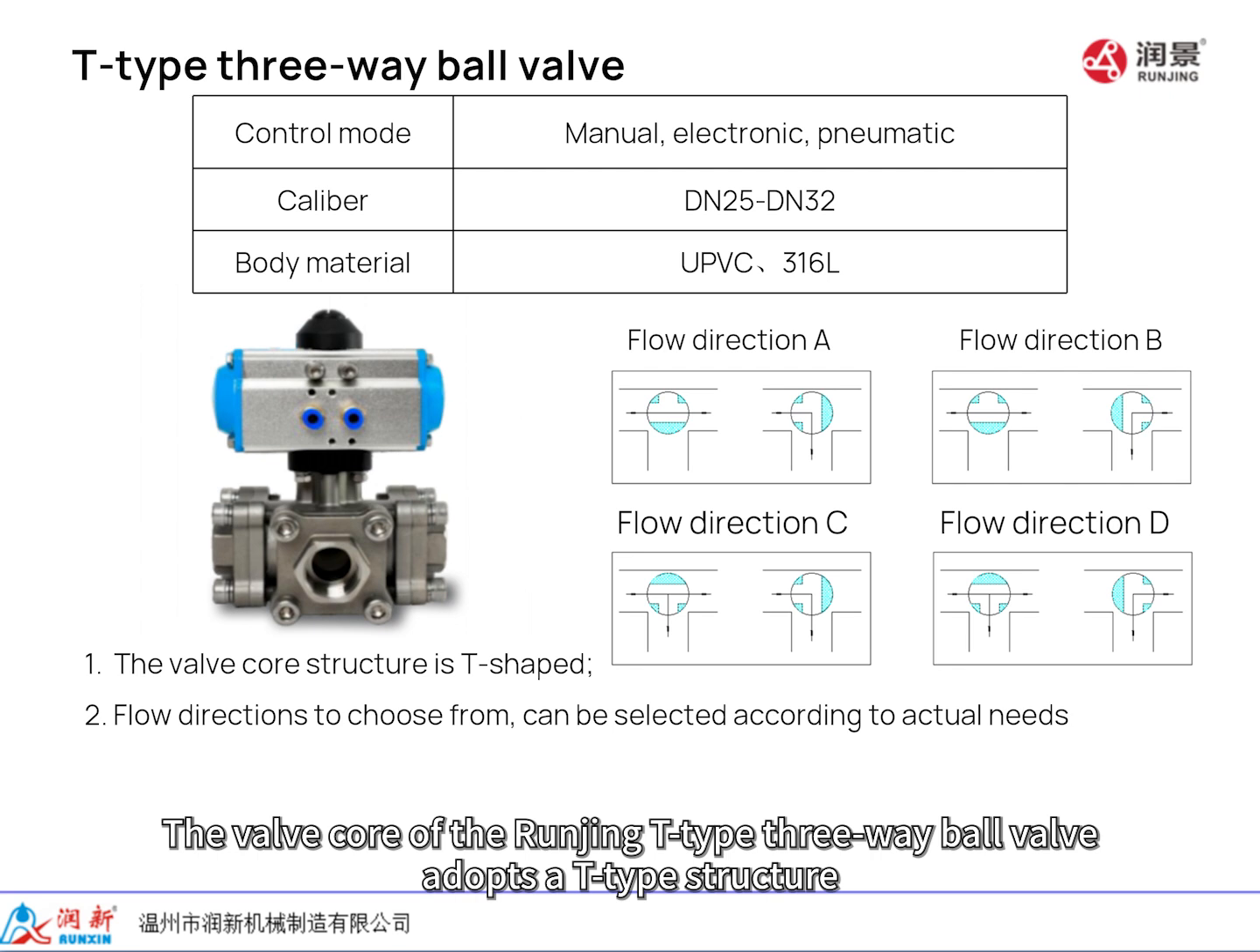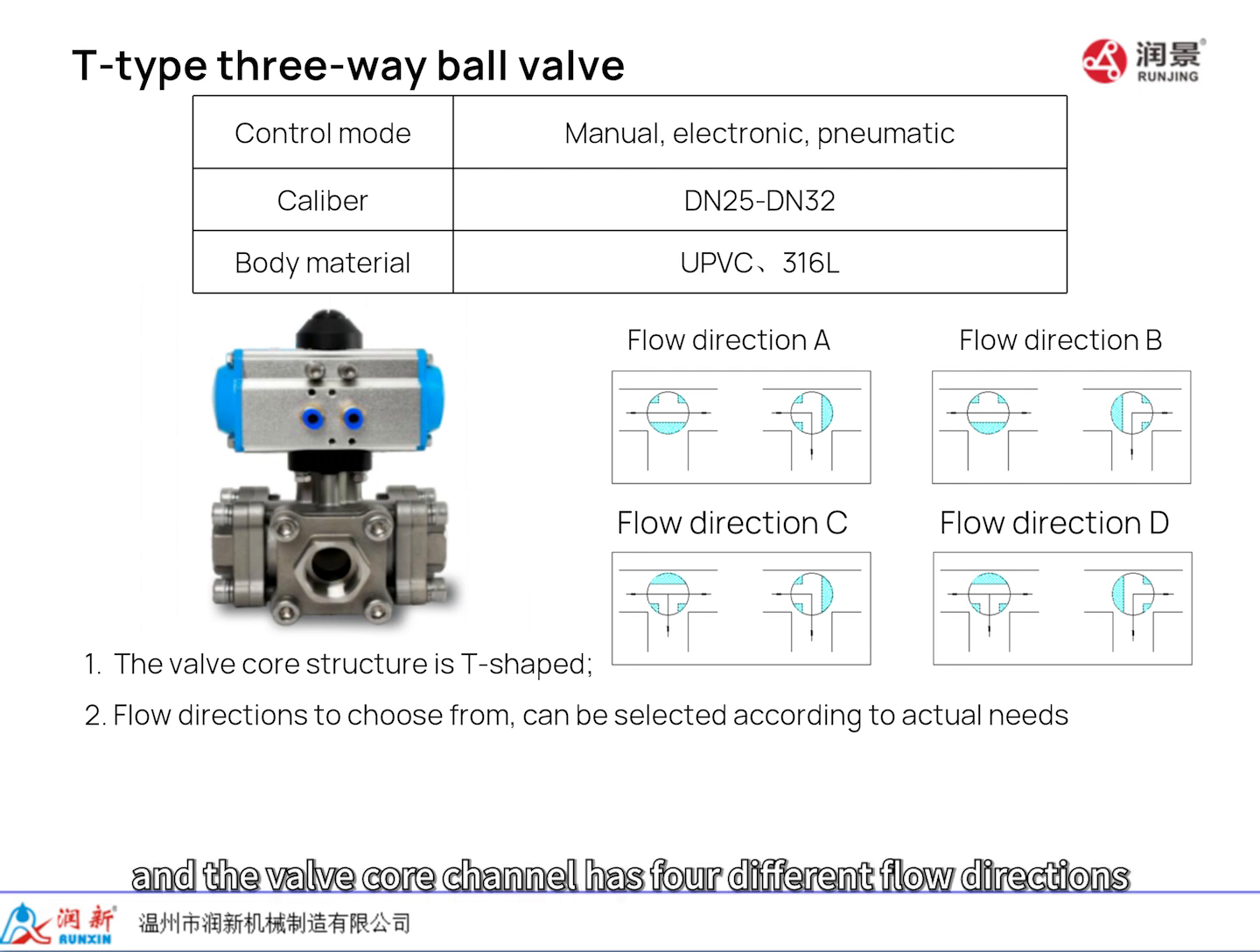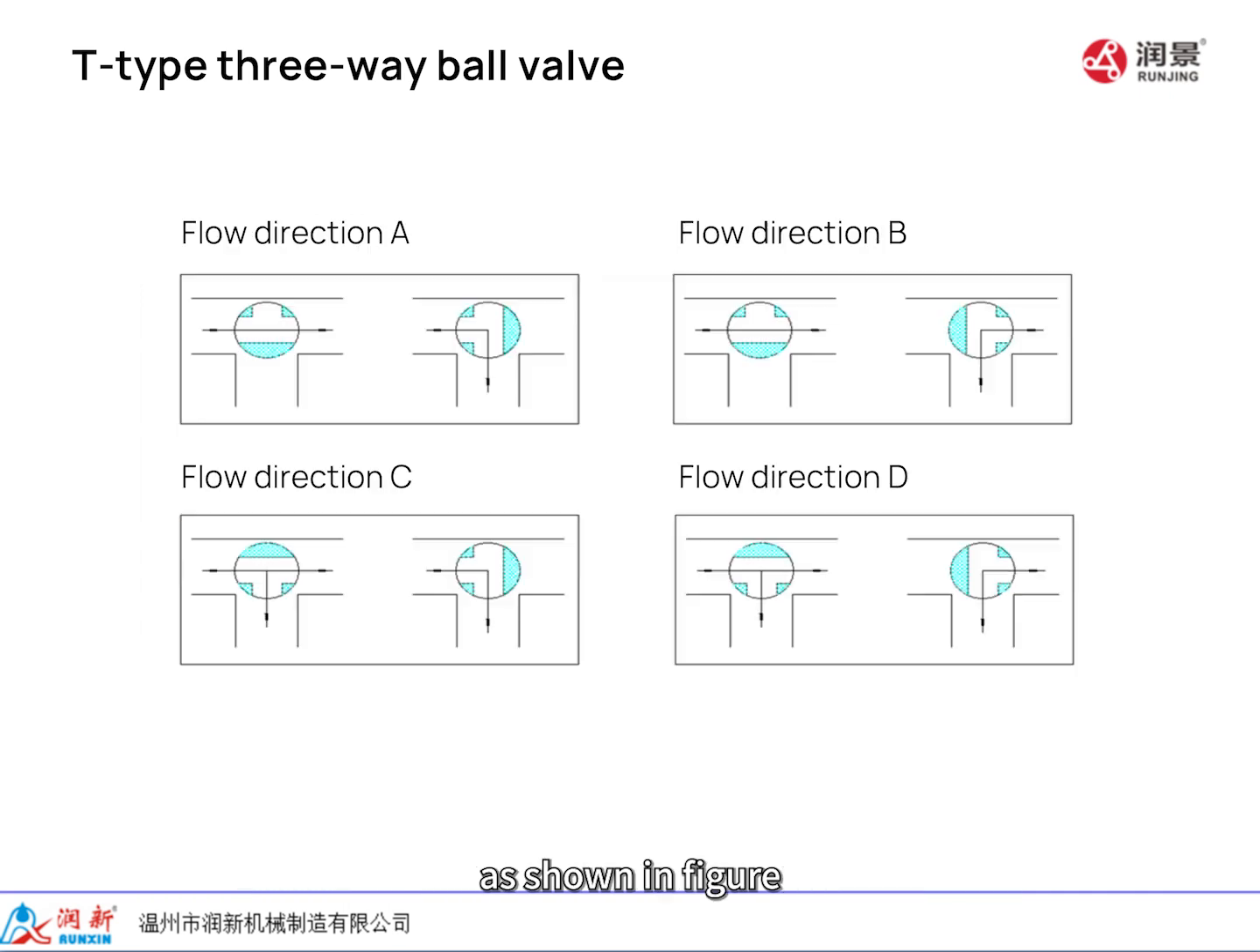The valve core of the Runjing T-type 3-way ball valve adopts a T-type structure, and the valve core channel has 4 different flow directions, as shown in the figure.